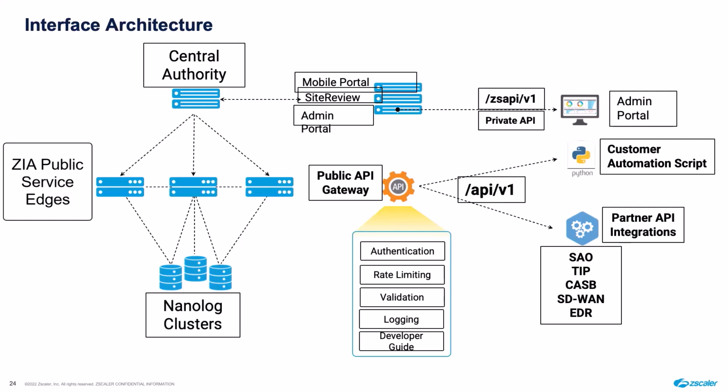The API gateway will authenticate with the central authority. That might be the admin portal. So things we do in the browser are driven by API, but we also have the ability to use the APIs programmatically to control the authentication, and control third-party partner API integrations. And our API gateway has all of that authentication, rate limiting, identity, and validation of the payload, logging, as well as that developer interface.